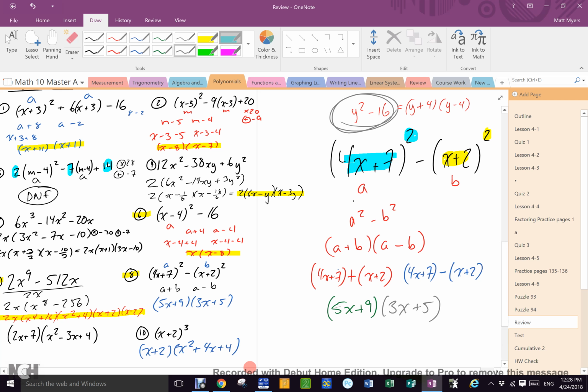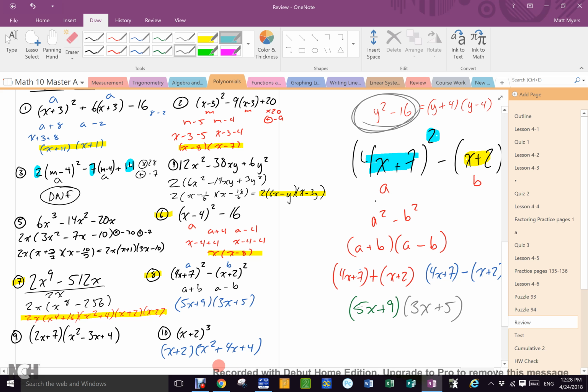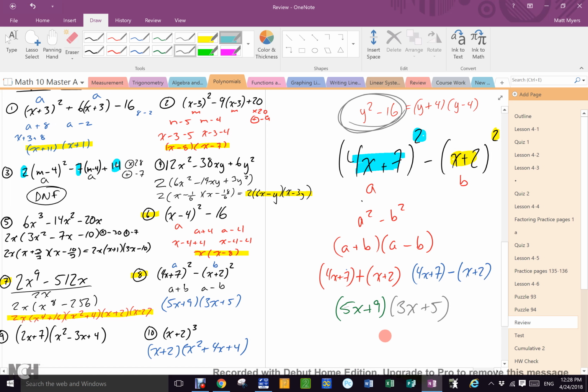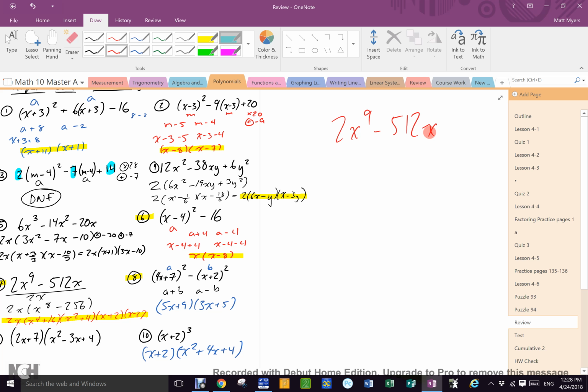Anything else from this page? I'm surprised no one has asked about number 7, quite frankly. Number 7 is a very similar case: 2x^9 minus 512x. What are some hints there for stuff you can do? Because maybe you don't know what the final answer is going to look like, but you know that's not right. So give me something you can do with that. Because you can see what I did, but give me something you could do with that now, if I erase this all, because I know nobody's got it memorized.